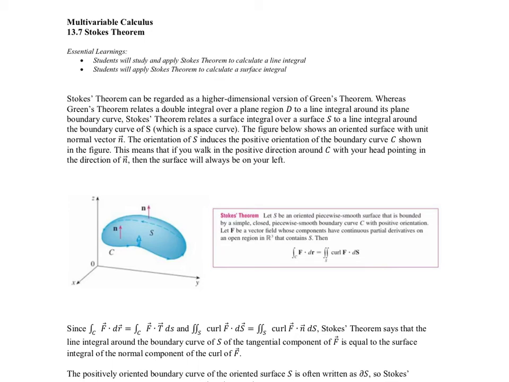This is section 13.7, and this is Stokes' theorem. And we're almost done with our study of chapter 13. We have two more sections left, Stokes' theorem and divergence theorem. And these theorems are kind of just an add-on to what we've already done. So in other words, they are additional techniques to do what we've already been studying.